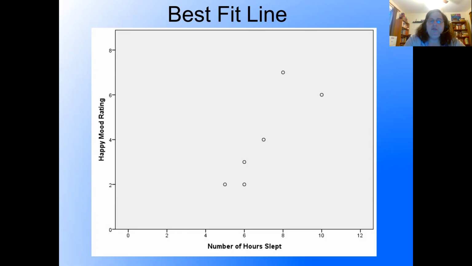So now I'm going to show you this scatter plot, and I'd like you to think about where is the best fit line through this? Just imagine a straight line that goes through this data that fits as much of the points as possible.